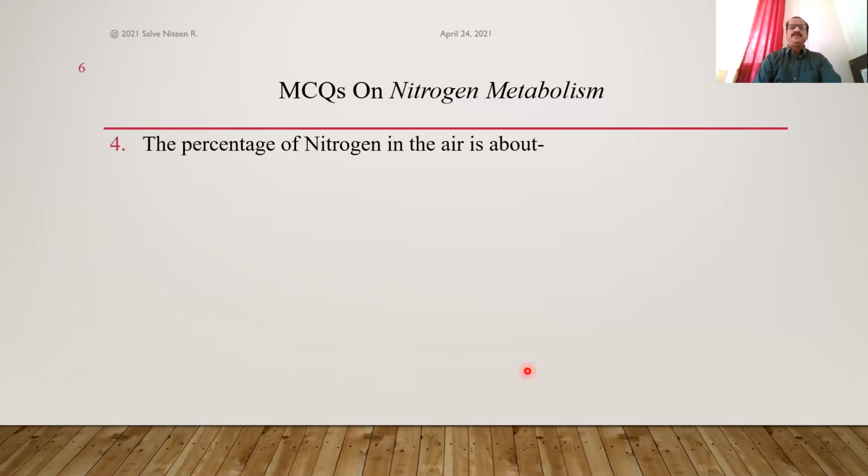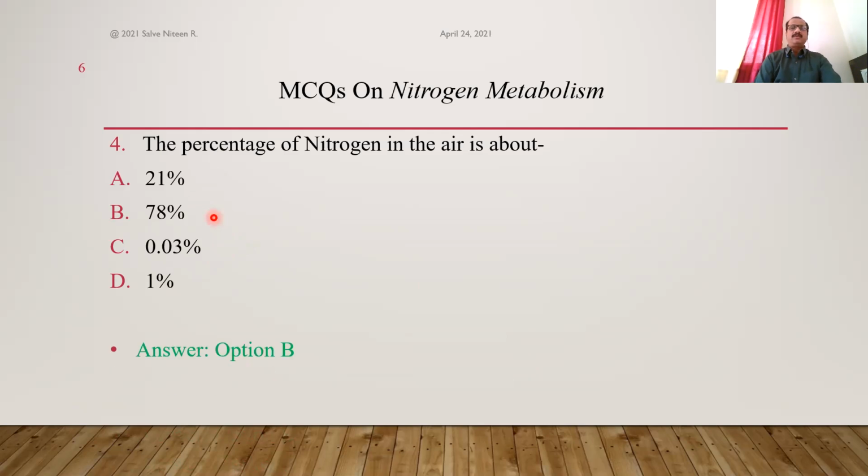The percentage of nitrogen in the air is about... you know, the percentage of nitrogen is highest in the air. It is about 78%. Some say it is 79%, but the highest percentage is of nitrogen. 21% is oxygen, 0.03% is carbon dioxide. So here answer is B, 78%.